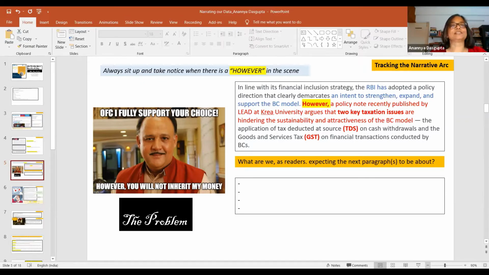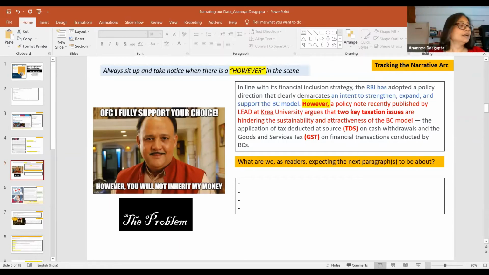So here is the situation, right? So all this recognition comes to what? In fact, the extract here begins with that RBI has adopted a policy that clearly demarcates an intent to strengthen, expand, and support the BC model, right? So the intention to support this is all there, however, right? So it's like saying, yes, we are supportive. All of that is going on.